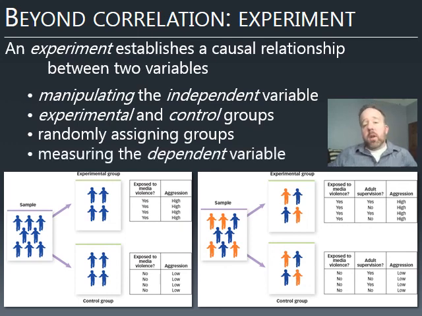And then what you do is you measure the value of the dependent variable between those two groups. So in this case, it's aggressive behavior. That's the dependent variable. You're seeing if you manipulate the independent one, exposure to violent programs, whether it has an effect on the dependent one, aggressive behavior. And now you can really say whether exposure to violent media causes changes in aggressive behavior. Whereas before, it was just a correlation.